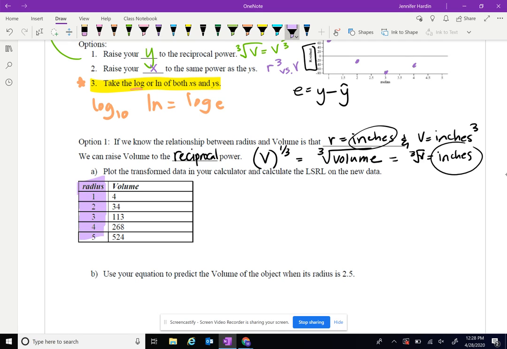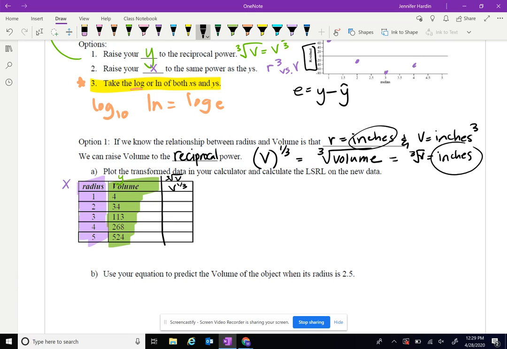There's your original x, which is radius. And then you have your original y's, which are volume. And in order to fix this, so that we don't see something curved, this first option would be to take the cube root of the volume. So that's either going to be volume to the 1/3 power or the cube root of volume. Here's where I would use a calculator and go through and calculate those.